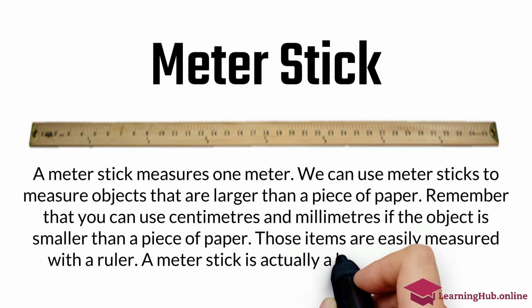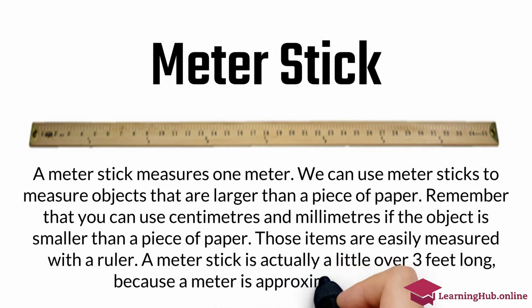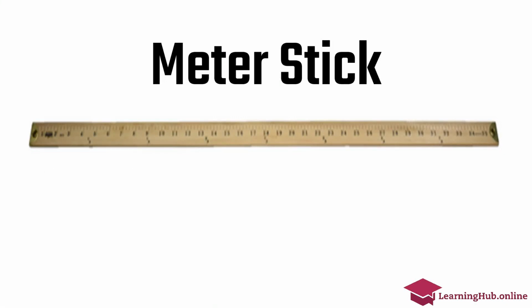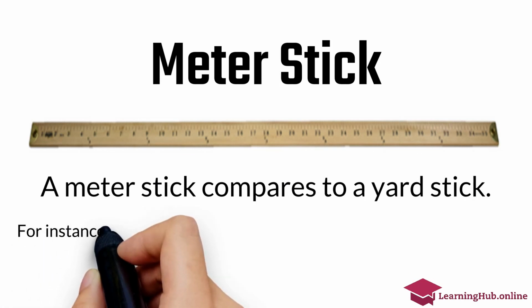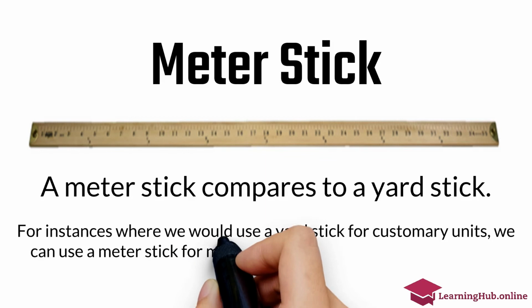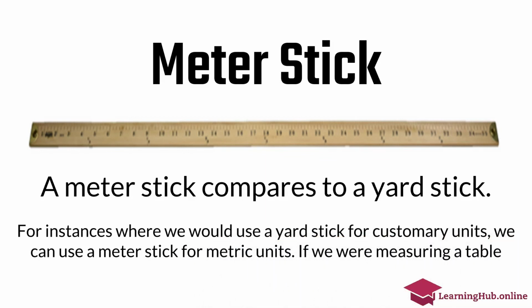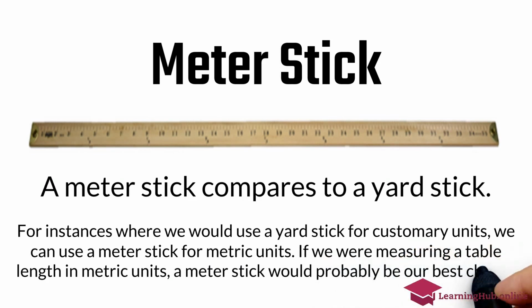A meter stick is actually a little over 3 feet long, because a meter is approximately 3.2 feet. A meter stick compares to a yardstick. For instances where we would use a yardstick for customary units, we can use a meter stick for metric units. If we were measuring a table length in metric units, a meter stick would probably be our best choice.